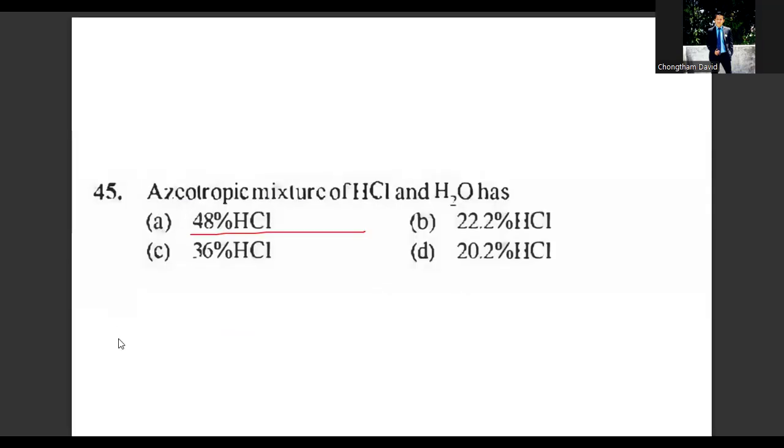Now, as usual, the last question is left for you to answer. Solve the question and try to answer. Give the answer in the comment section.